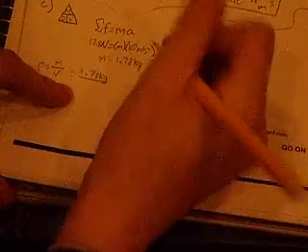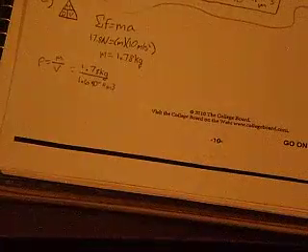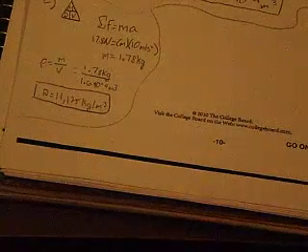So mass is 1.78 kilograms, and volume is 1.6 times 10 to the negative 4th meters cubed, which we found up here. And when you multiply everything out, you get that rho, or density, equals 11,125 kilograms per meter cubed. And there you have your density.